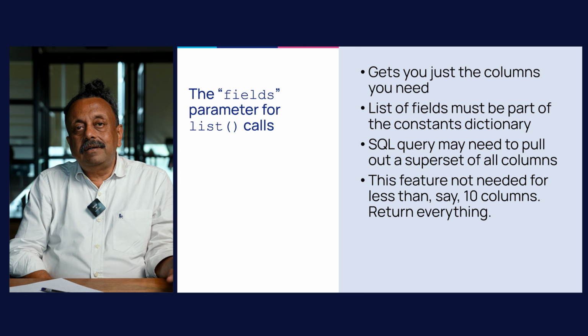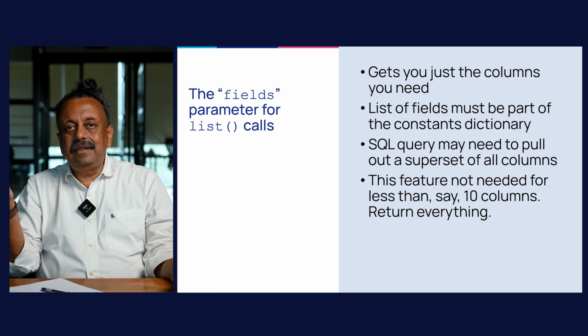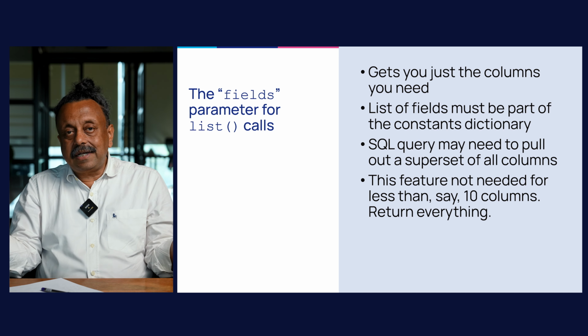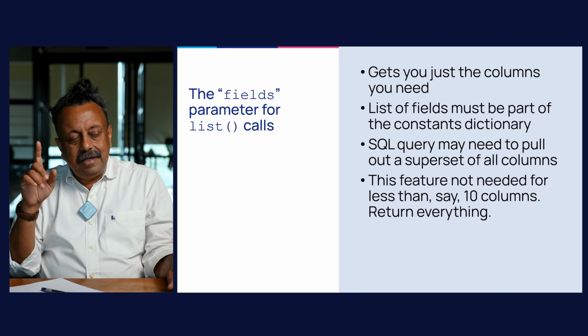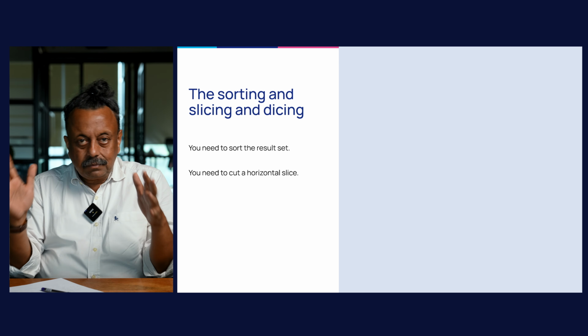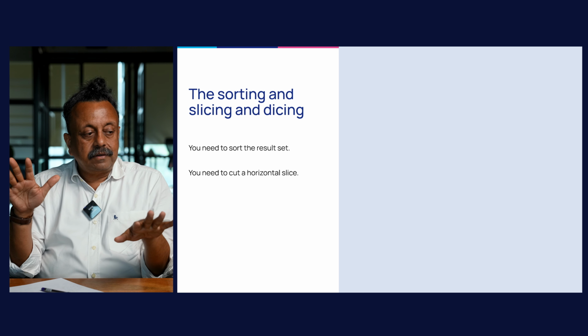So you don't need a fields parameter if you have less than, say, 8 or 10 fields in the object to begin with. But if the object has 150 fields, then you definitely need a fields parameter in the list web service. The next dimension in the list web service is the sorting.